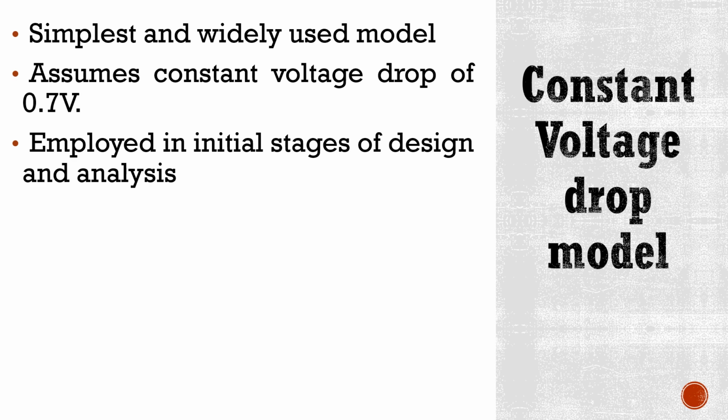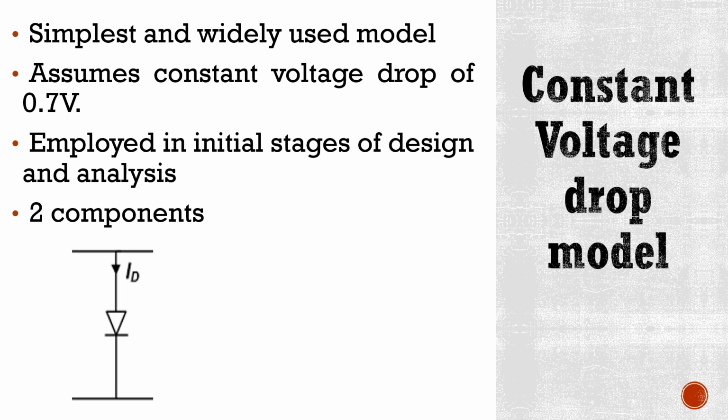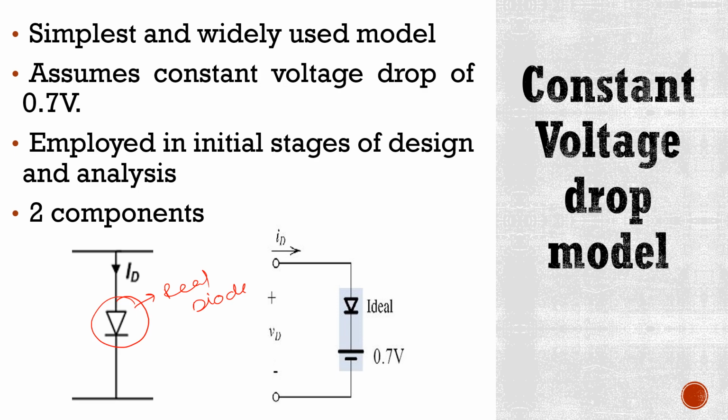Now, in this model, there are two components that are connected in series. Now, look at this model. This is the real diode model. Now, in the constant voltage drop model, this real diode is replaced with an ideal diode and a voltage source having a constant voltage drop of 0.7 volts, and these two components are connected in series, as you can see here.